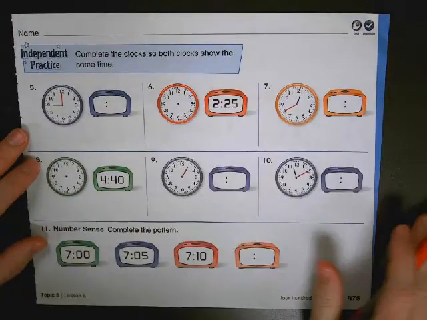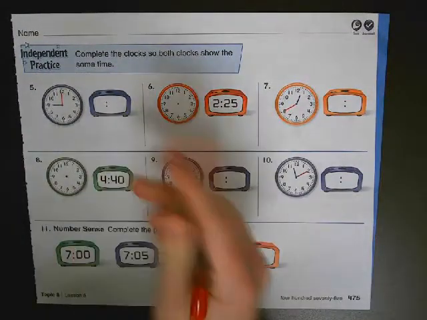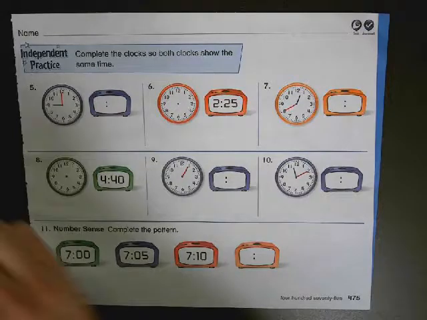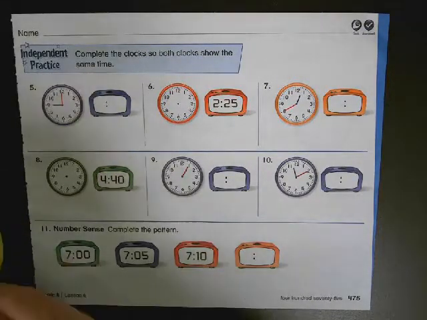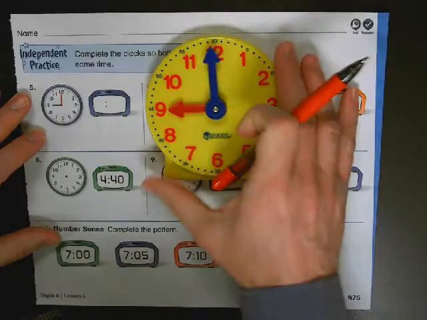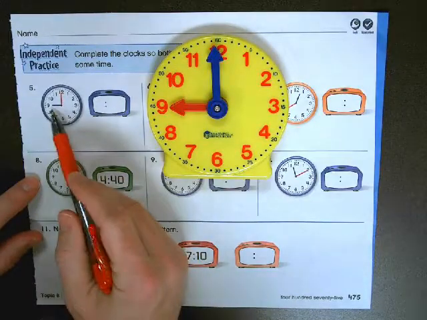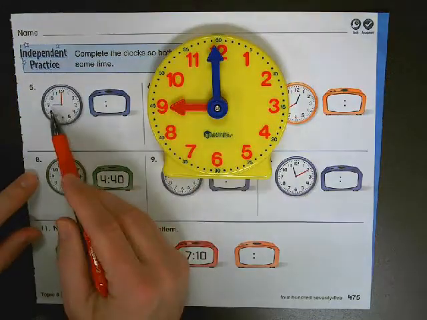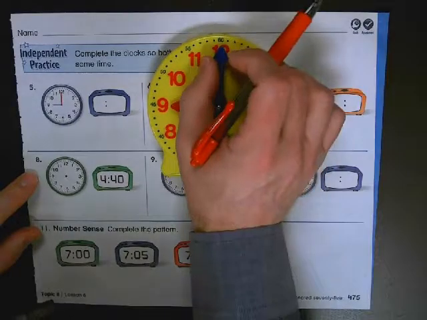Complete the clock so both clocks show the same time. So here you're taking a look, and I'm going to put this clock all the way around so you can kind of see it in a bigger fashion. So this is what this clock right here says. It says the hour hand's pointing to the 9, the minute hand's pointing to the 60 or the 12.